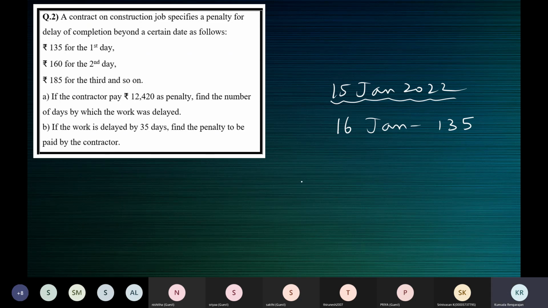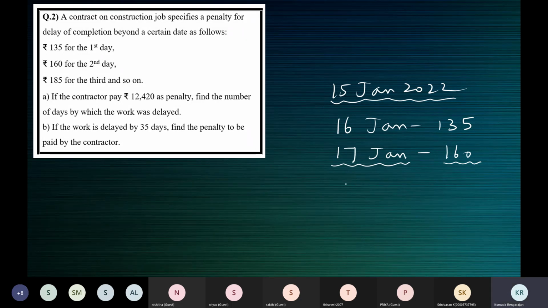But no, the work is not completed on 16th January. It extends to 17th January. So for that day, 17th January, the penalty is 160 rupees for the second day, not for 2 days. 160 is not the penalty for 2 days. It's a penalty only for that second day.